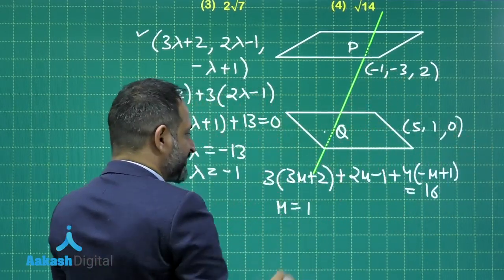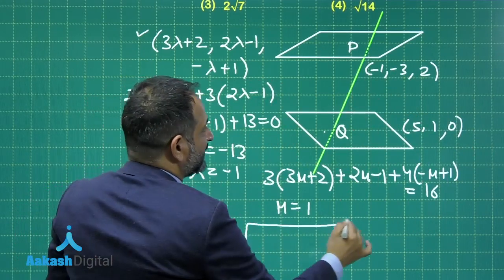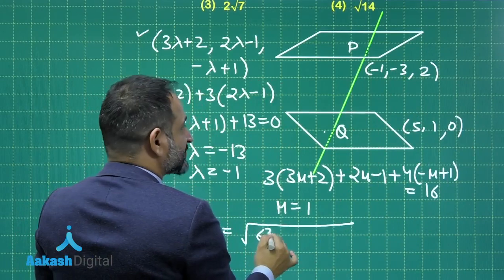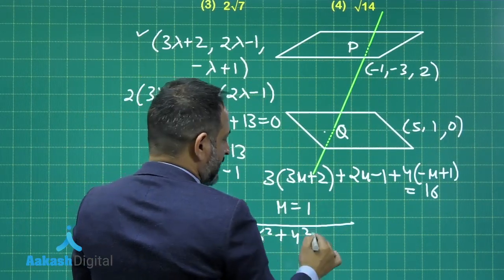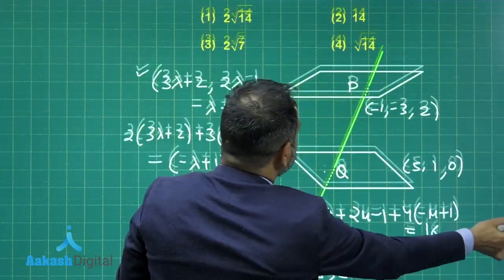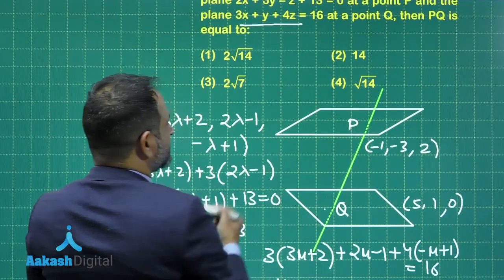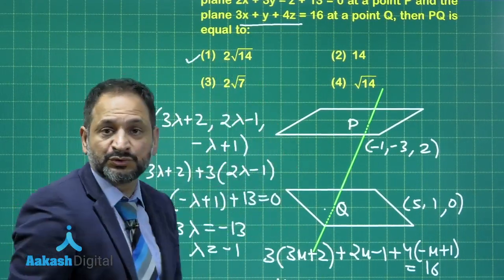So, the distance between these 2 points, that is P and Q, is equal to 6 square plus 4 square plus 2 square. So, the value which will come out here is definitely the first one, that is 2 root 14.